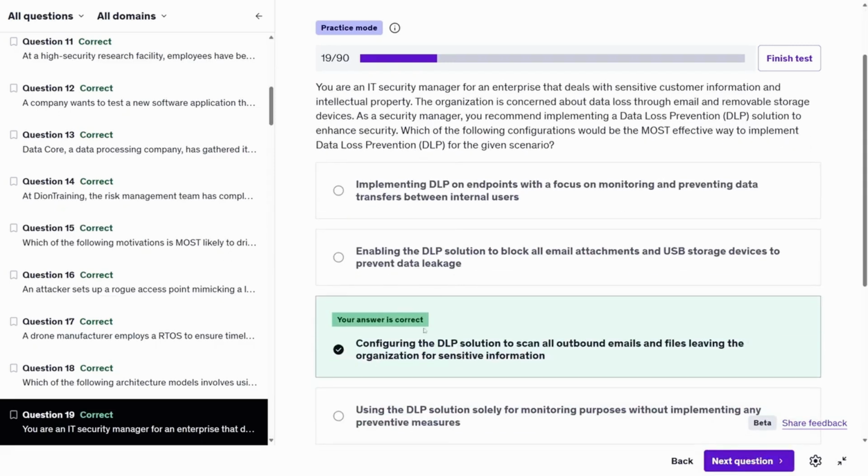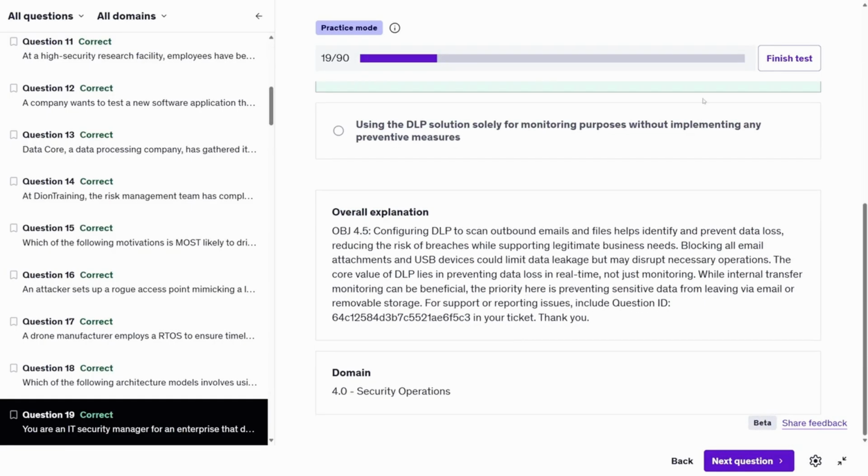The correct answer is C. Configuring the DLP solution to scan all outbound emails and files leaving the organization for sensitive information. Configuring DLP to scan outbound emails and files helps identify and prevent data loss, reducing the risk of breaches while supporting legitimate business needs. Blocking all email attachments and USB devices could limit data leakage, but may disrupt necessary operations. The core value of DLP lies in preventing data loss in real time, not just monitoring.